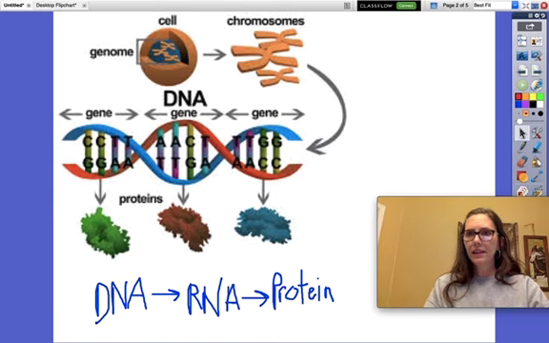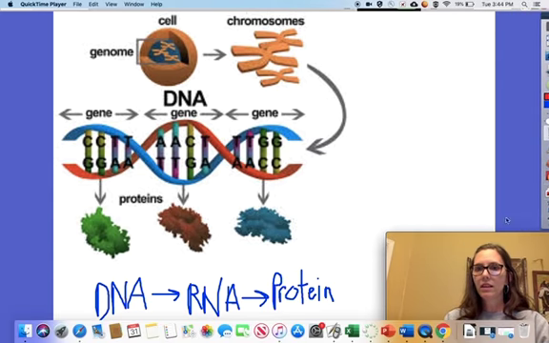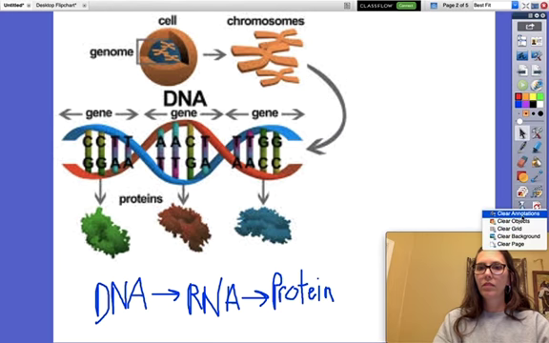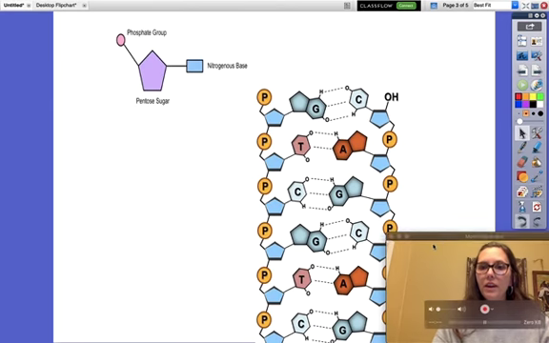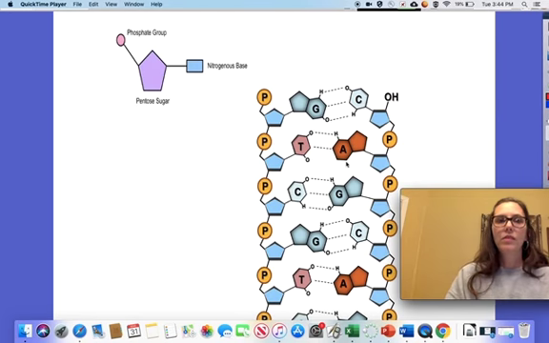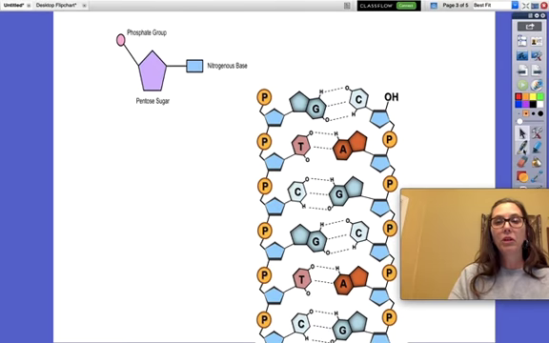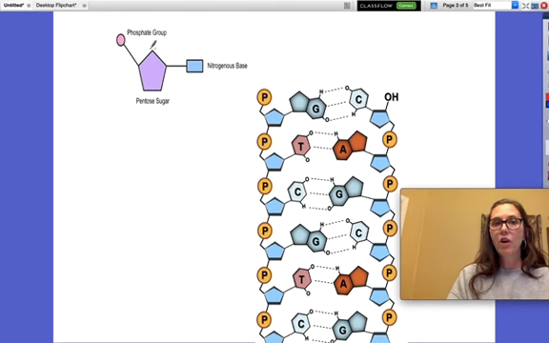All right, so right here, what I've got is showing you what a nucleotide looks like, and I'm hoping this is just a review, because we should know what a nucleotide looks like. Remember, it's made up of 3 parts. It's got the 5-carbon sugar. In this case, the sugar is deoxyribose. I'm just going to write deoxy for short. And then we've got the phosphate group, and then the nitrogen base.